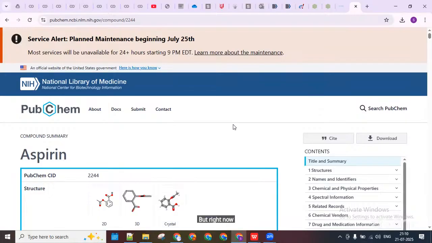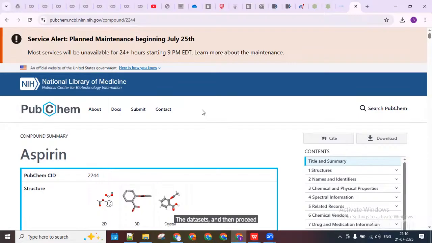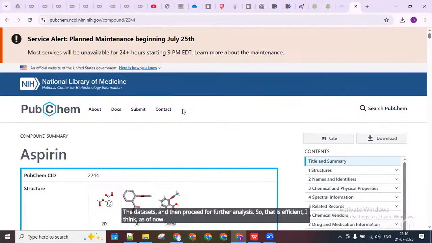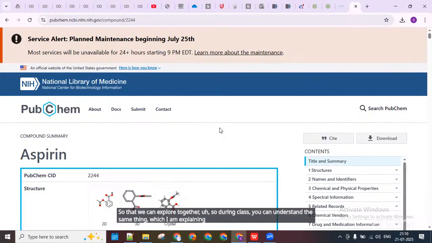But right now I think these are sufficient to get started with the analysis or the hands-on practice, because from databases only we are going to retrieve the data sets and then proceed for further analysis. So that is sufficient, I think, as of now. As we go along, if any database or any tool is required, I will let you know so that we can explore together. So during class, you can do the same thing which I am explaining at your machine, and I will be doing it here. Okay, and you can view.